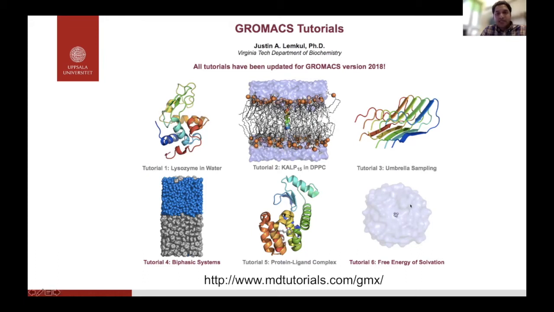They have different examples, but this first one is very generic to start a typical MD simulation. And you can also go through the other examples to see how they perform the free energy simulations or free energy of solvation simulations.